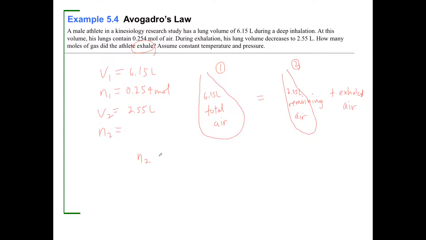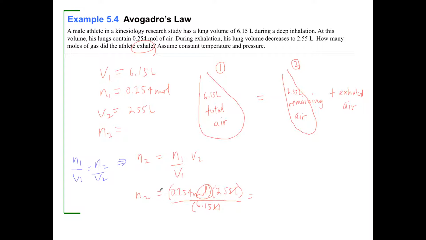Okay, so N2 is going to equal N1 over V1 times V2, right? I'm taking Avogadro's law. Let me put Avogadro's law in blue. N1 over V1 is equal to N2 over V2, right? And so that implies that, let's go back to red, N2 is equal to N1, which is 0.254 moles, times V2, 2.55 liters, divided by V1, 6.15 liters. Liters cross off. I'm left with moles. And this is how much he has left in his lungs, okay?